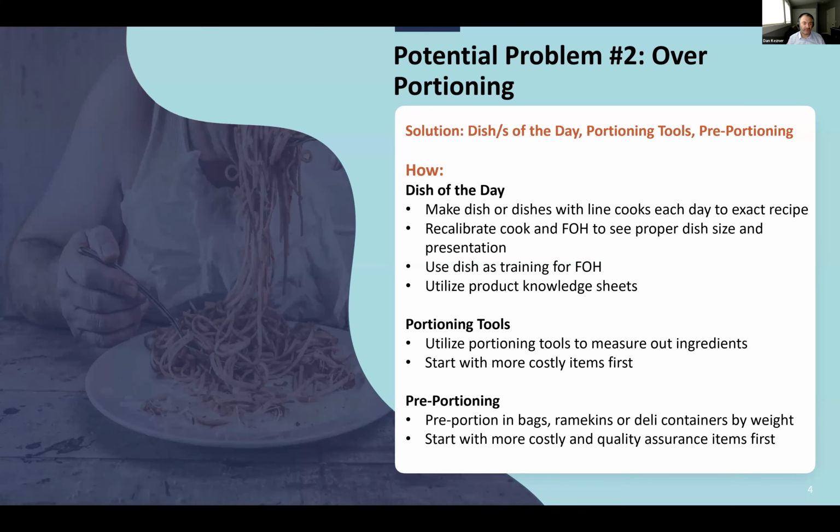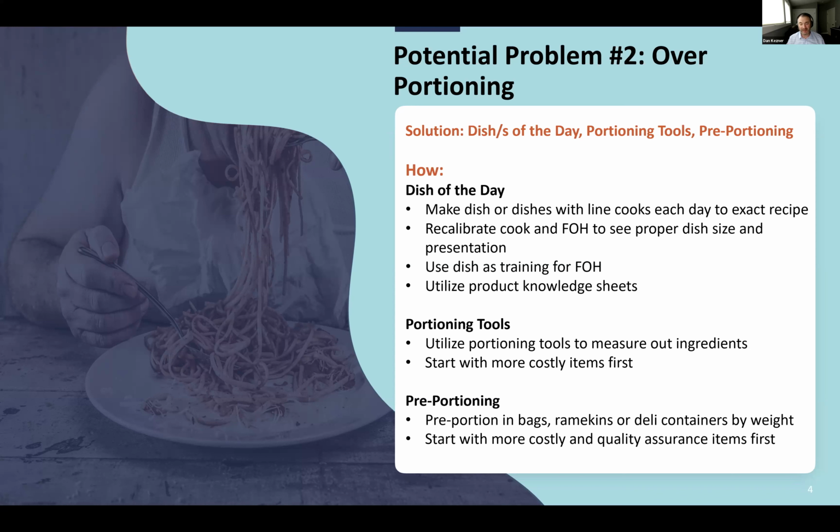And then the other tool is pre-portioning, and again, pre-portioning in bags or ramekins, deli containers, and really doing this by weight, so we're super accurate. And we always want to start with our most costly items first. So maybe we have sautéed chicken, and we want to pre-portion that raw chicken into 6-ounce bags.